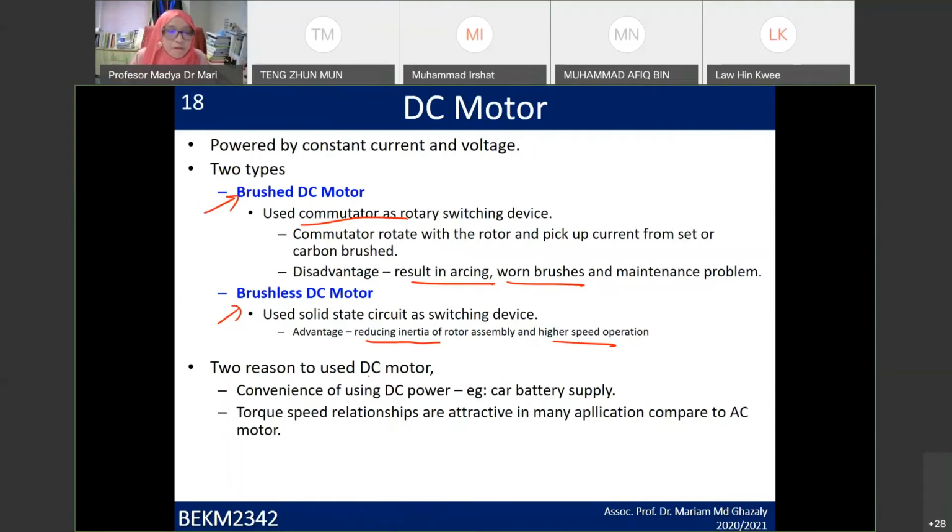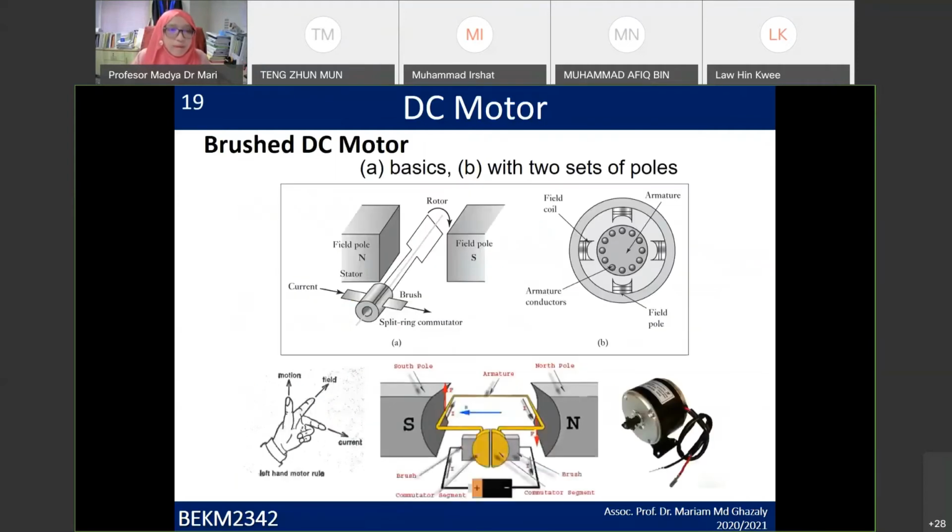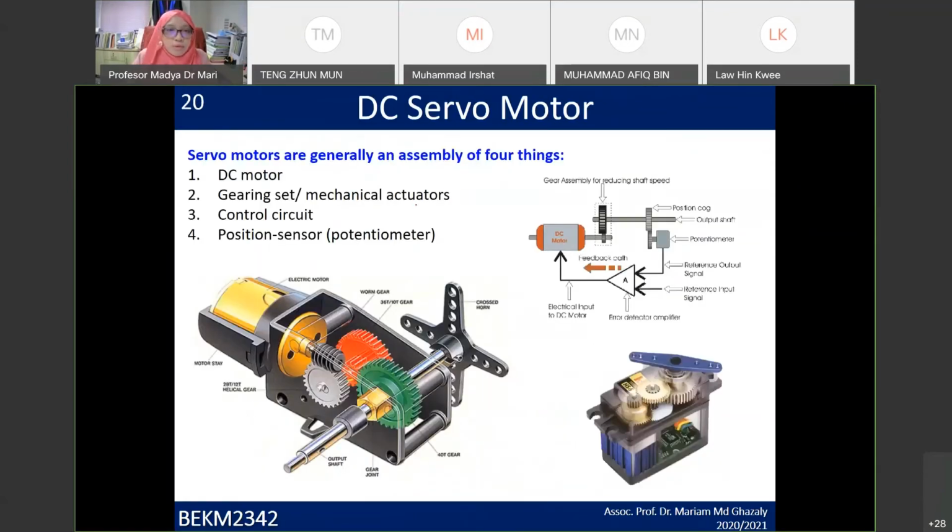Okay, so for this example, I think we can just go through, it's the same explanation. This one is the brush DC motor, and then this is the brushless DC motor, and you see here there's no connection after this. Next we go to the DC motor.